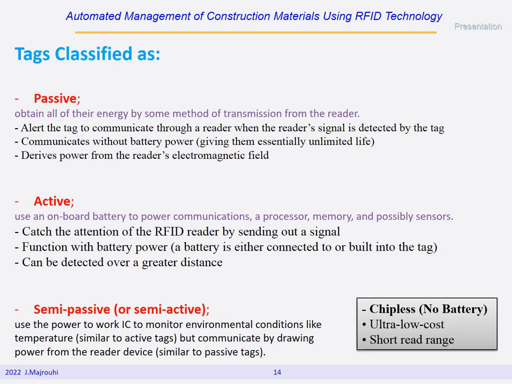Active tags use an onboard battery to power communication, a processor, memory, and possibly sensors. Catch the attention of the RFID reader by sending out a signal. Function with battery power, can be detected over a greater distance. Semi-passive or semi-active tags use the power to work the IC to monitor environmental conditions like temperature, but communicate by drawing power from the reader device.